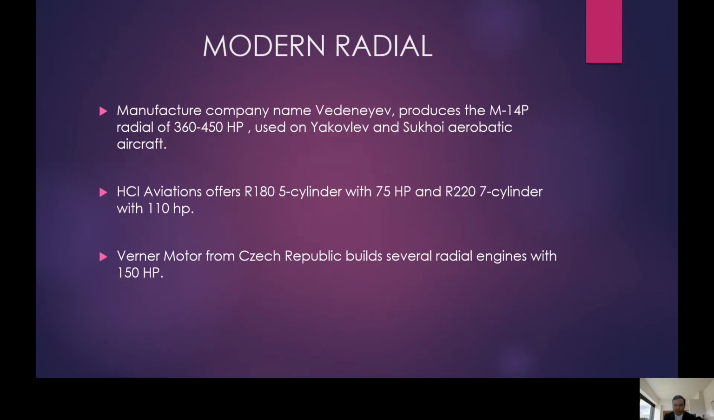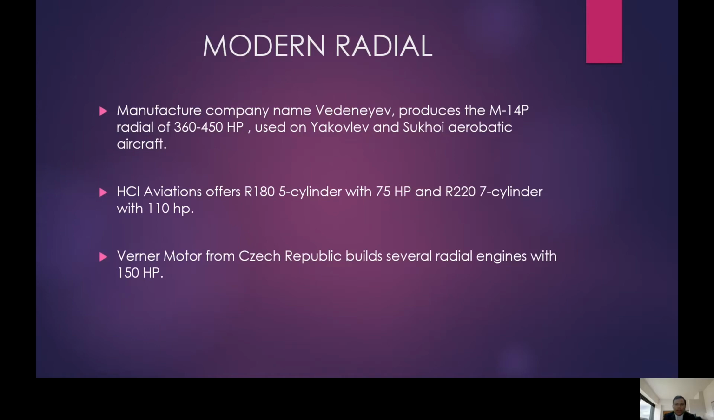Modern radial. One of the companies that manufacture modern radial engines in our generation was called Vedeneyev. This company produced the M-14P radial of 360 to 450 horsepower. It was used on Yakovlev and Sukhoi aerobatic aircraft.